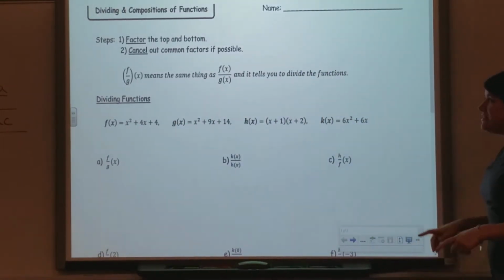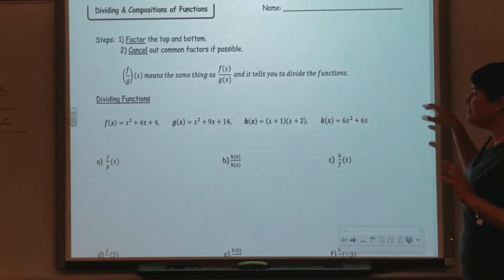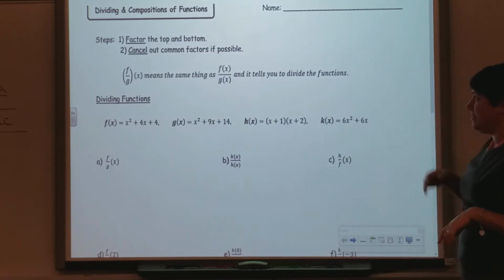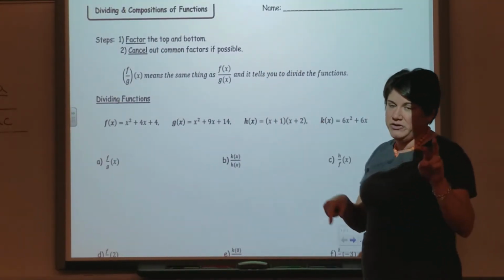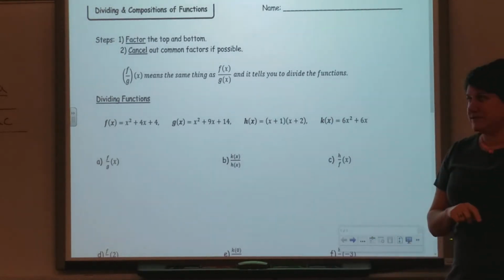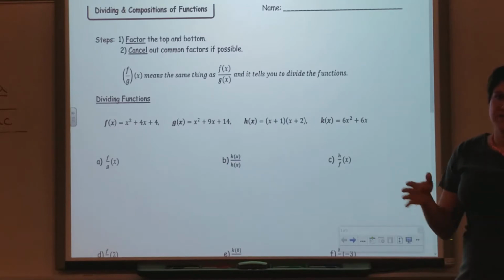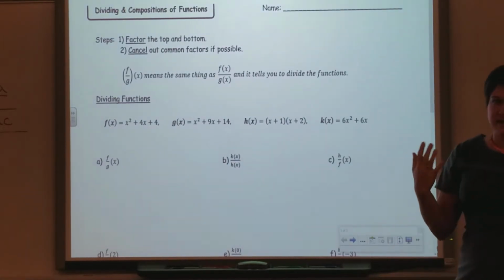Alright guys, so today we're going to talk more about compositions, which is kind of what we did yesterday. And I'm just going to show you the different notation of a composition, and we're going to be dividing. So, 2 steps of dividing. You're always going to factor the top and the bottom. If you cannot factor it, just leave it how it is. Then you're going to cancel out the common factors if possible. Again, if you cannot cancel out anything, it really doesn't change. The problem becomes the answer.